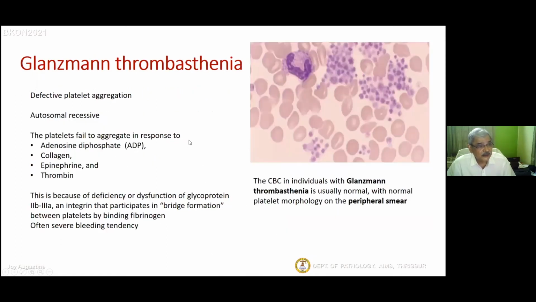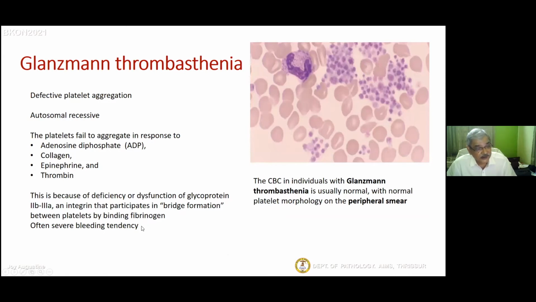Now, the other condition which we may come across is Glanzmann's thrombasthenia. This is a defect of platelet aggregation. In fact, it is a defect of aggregation so much so that it occurs with almost every agonist which can be put forward. Because of this, the platelets do not get activated, and for that reason, they are energy deficient. They are low energy platelets, which is why the term asthenia was given. Asthenia means weak platelets. And this is because of a lack of IIb-IIIa.